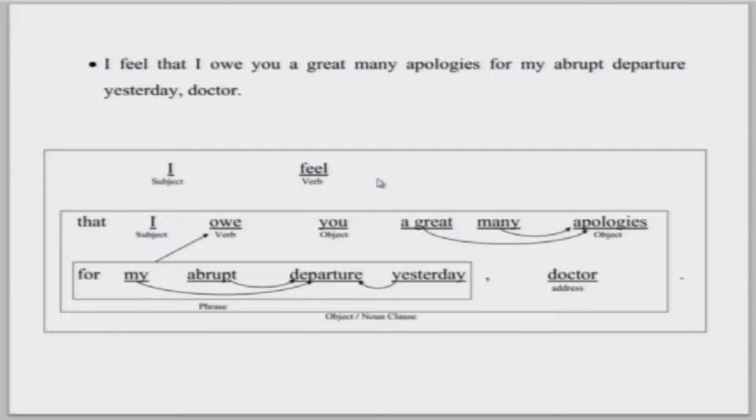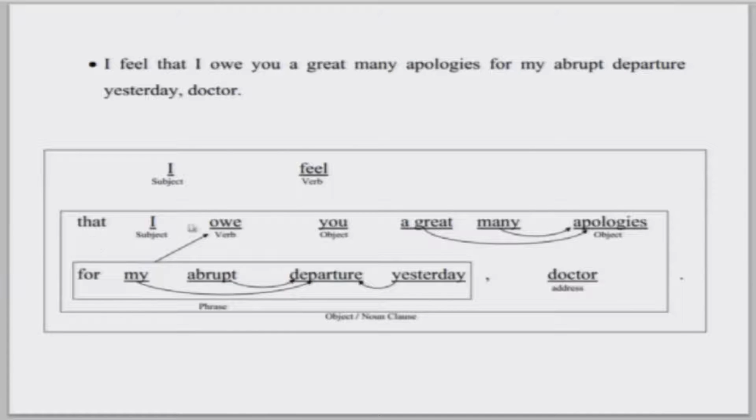Okay. This is the main clause, and that something is this subsidiary clause, and I feel what? That is this thing. Okay. And therefore, this is operating like an object. Okay. So it is a noun clause, because the task of an object is typically the task of a noun. Okay. So this is something that has the force of a noun. And what is that? That I owe you a great many apologies, and so on.